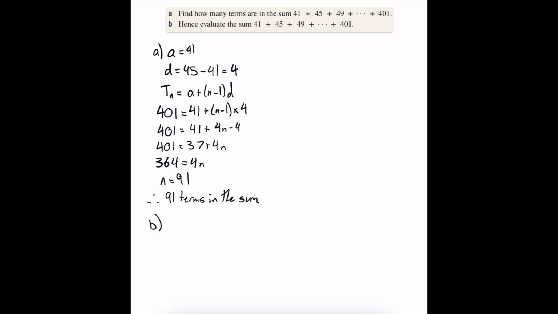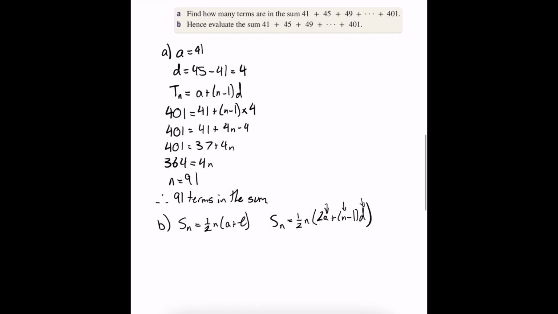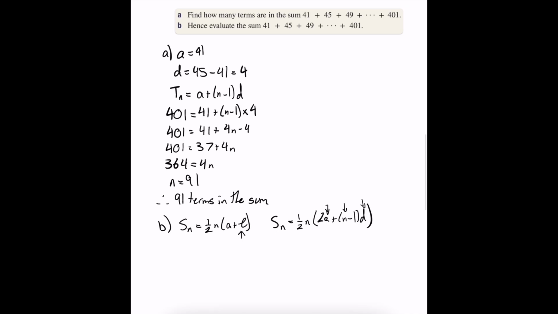So we know that we can use two formulas. It could be half n outside of (a plus l), or it could be half n outside of (2a plus (n minus 1)d). Now which one are we going to use? We can actually use both because we know the number of terms, we know the difference, we know a, and we also know the last term. And if we know the last term as well as the first term and the number of terms, it's always easier to go with this equation because it's nice and simple.